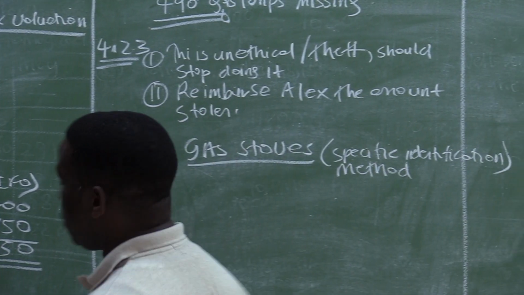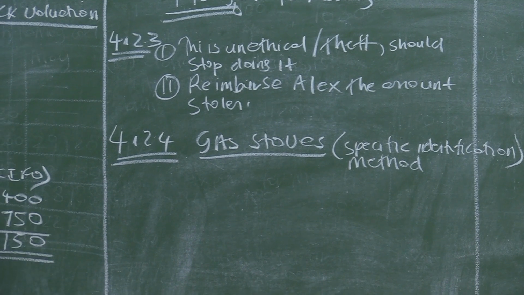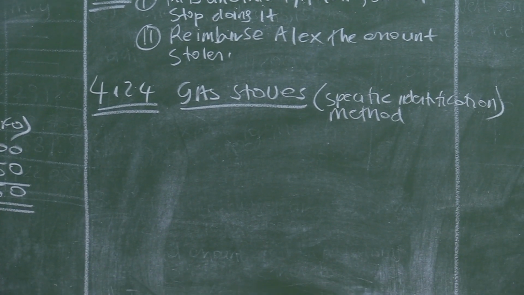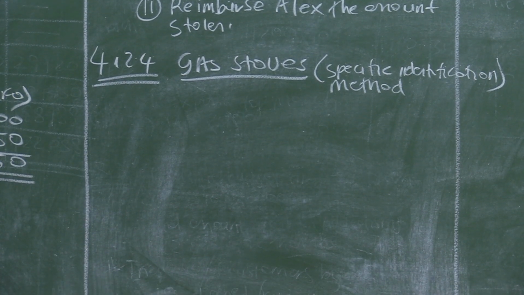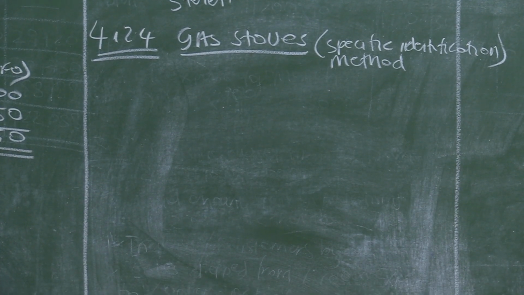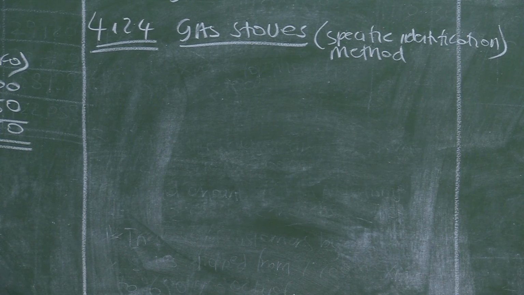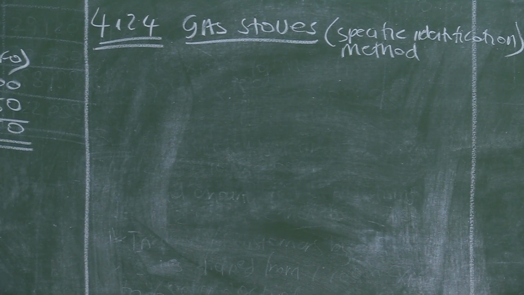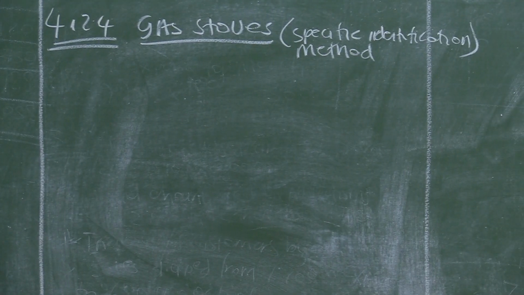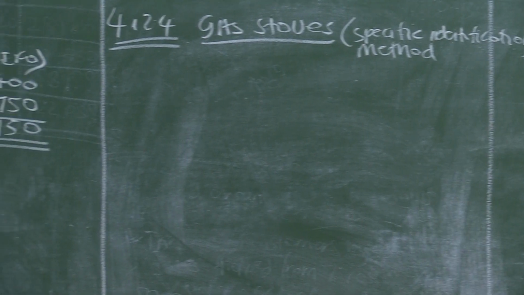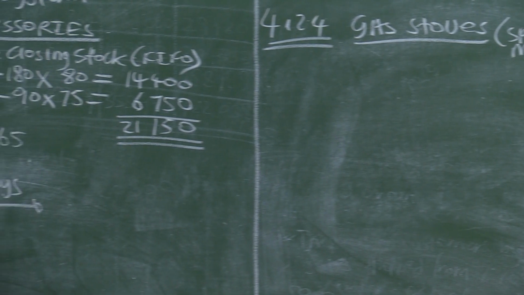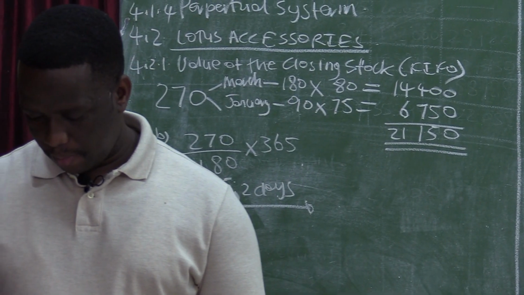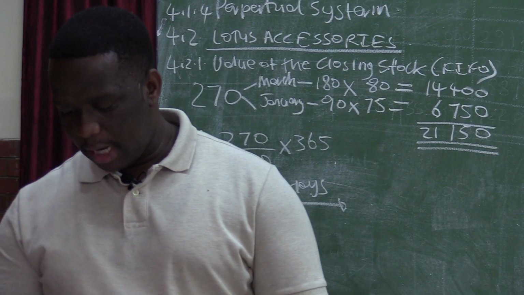Specific identification method. We want to use now the specific identification. Calculate the closing stock value for gas stove using the specific identification method. Right. Let's go to the gas stoves. The information of the gas stoves is on page 13, and it is information B. Stock records for gas stoves, purchases, and sales.